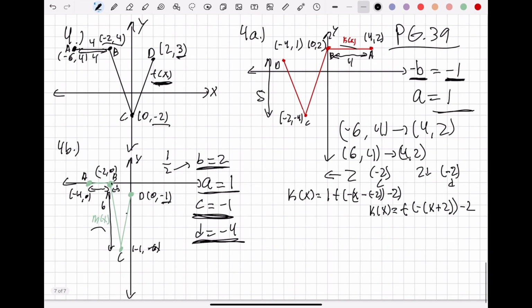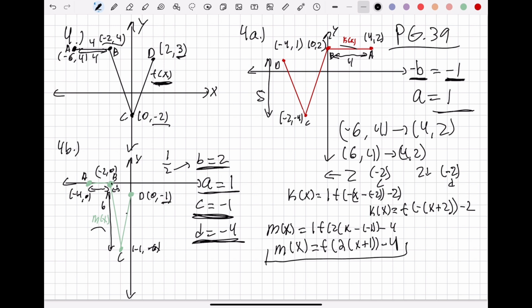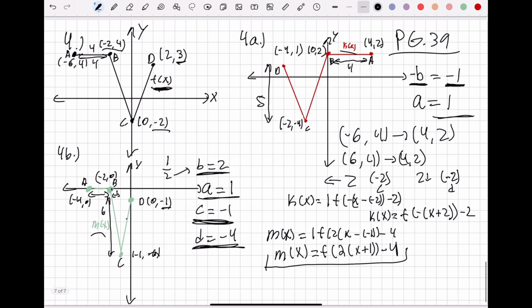Which means that we can write m of x is equal to 1 f of 2 times the quantity x minus negative 1, minus 4, which then, when we simplify, is going to be equal to f of 2x plus 1, we got to close those brackets, minus 4, and that is our final equation. So again, the first thing you want to look for is stretches, then translations. However, that's all for this one.